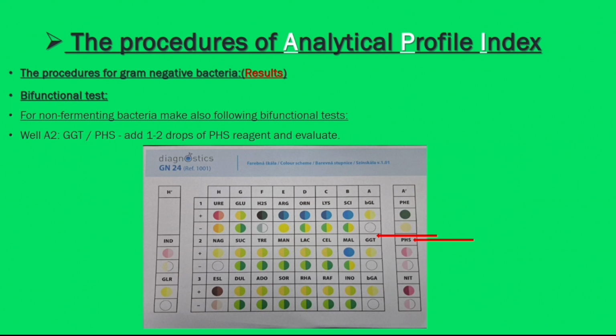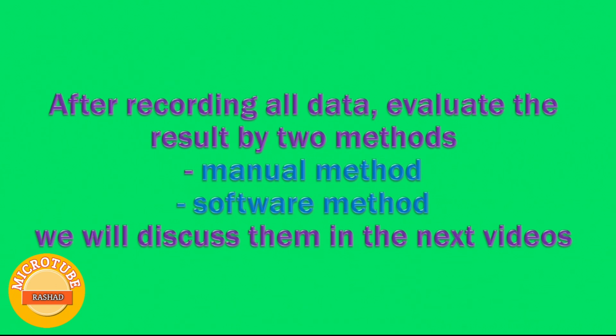For non-fermenting bacteria, also make the following bifunctional test, well A2. Take the result of GGT, then add 1 to 2 drops of BHS reagent and evaluate the color change. This is the result of the test BHS. After recording all data, evaluate the result by 2 methods: manual method and software method. We will discuss them in the next videos.